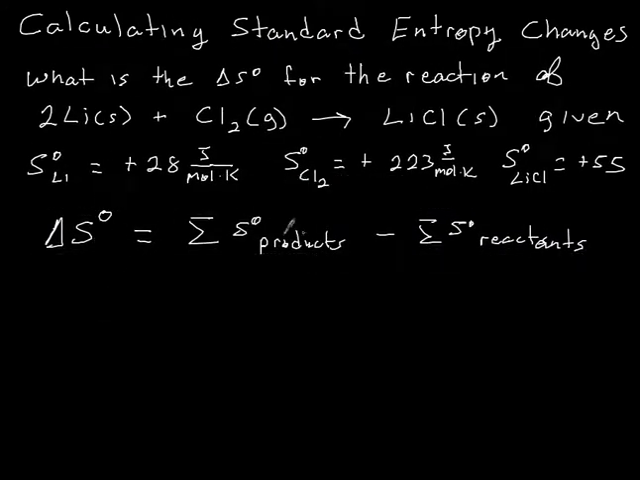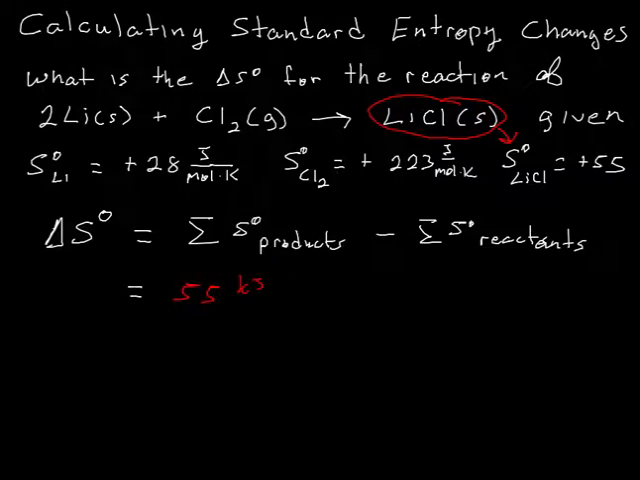All right, so here's our formula. We're just going to plug in. For the products, we're going to add the products. We only have one product, which would be lithium chloride, which has an entropy value here. And so that's going to be 55 kilojoules, I'm sorry, not kilojoules, joules per mole Kelvin.